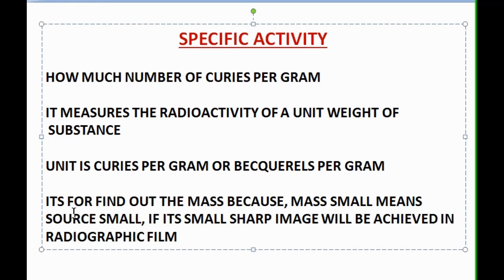Specific activity is used to find out the mass, because if the mass size is small, the source is small. If the source is small, a sharp image will be achieved in the radiographic film. That's why we have to find out the mass.